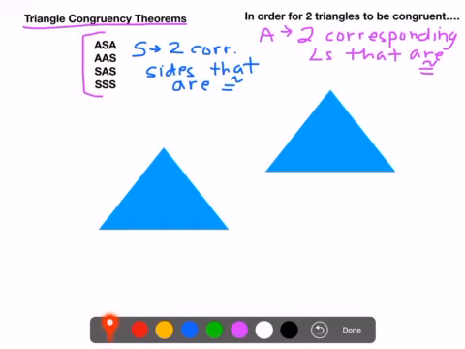Another one I want to look at is side, angle, side. Again, what's important about both of these is that they are corresponding. For side, angle, side, if I knew two tick marks, an arc mark, and a side, that works because this angle is included. It's in between these two sides.